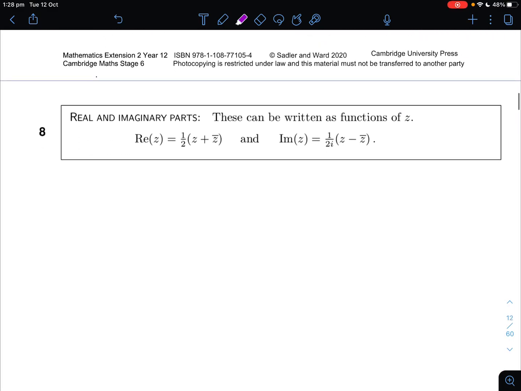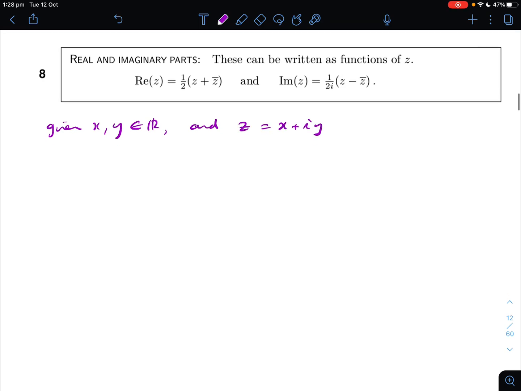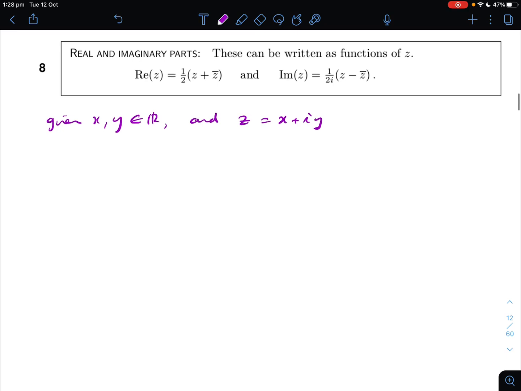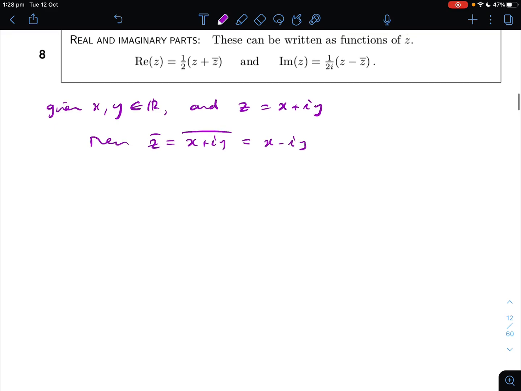Okay, box 8 is sort of obvious. We're familiar with the idea that, let's start with, given x and y are both real and z is x plus iy, the real part of z is x, the imaginary part of z is y, then z conjugate is written as x plus iy conjugate, which is x minus iy. The conjugate is a number where you turn the imaginary part into its opposite. Instead of y, you use negative y here.